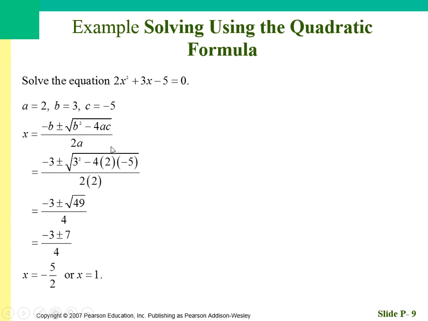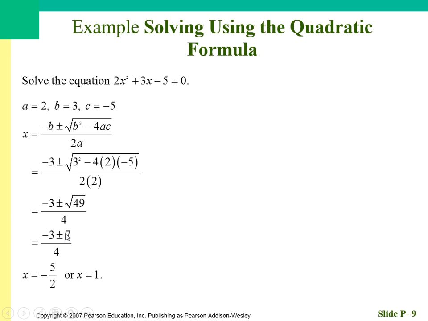And it looks scary, but if you clean it up, it's not bad. You know 3 squared is 9. -4 times a +2 gives us a -8, times a -5 gives us a +40. So 9 plus 40 means I end up with 49 inside of my square root. And of course, on the bottom, 2 times 2 is 4. You know the square root of 49 is 7. Just keep in mind it could be a +7 or a -7.